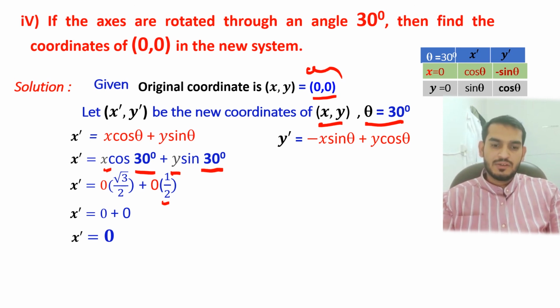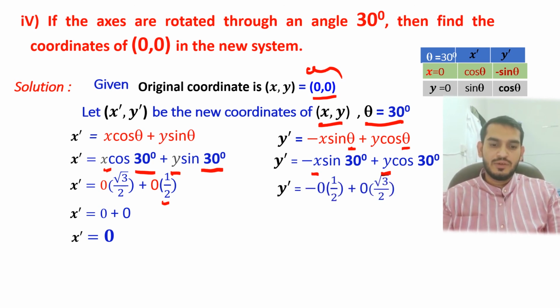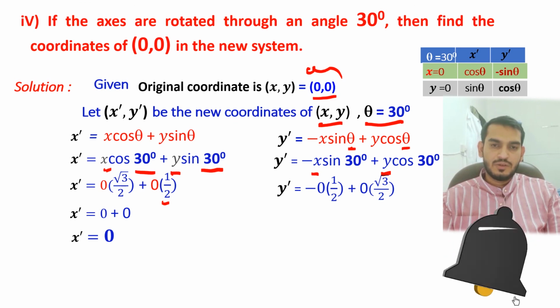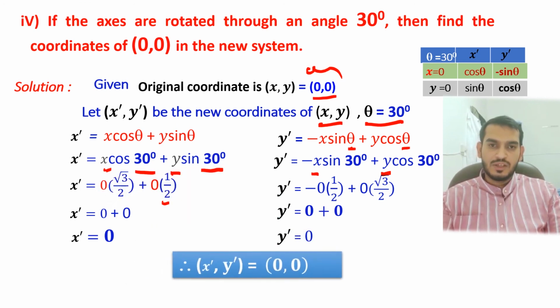Similarly, y' = -x sin 30 degrees + y cos 30 degrees, and x and y are 0. So y' = -0 into sin 30, which is 1 by 2, plus 0 into cos 30, which is root 3 by 2. Similarly, y' = 0 + 0, and therefore the new coordinates are (0, 0).